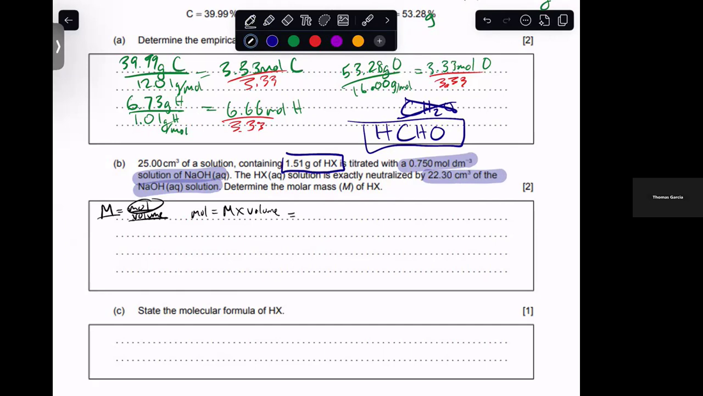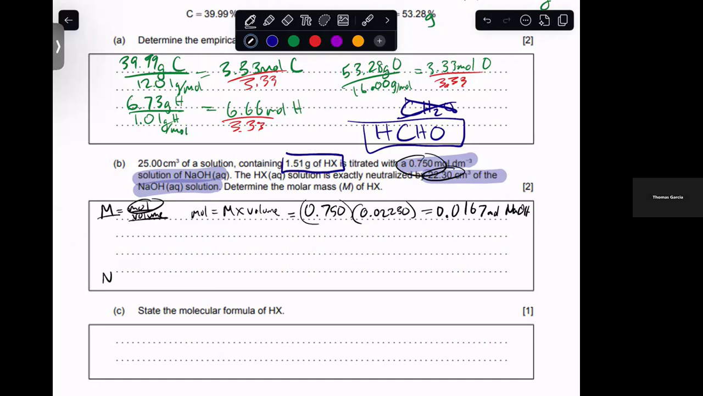By doing that, I find that 0.750 molarity multiplied by my volume in decimeters cubed, 0.02230, gets me a mole value of 0.0167 mole NaOH. That's how much NaOH we use to neutralize our HX.